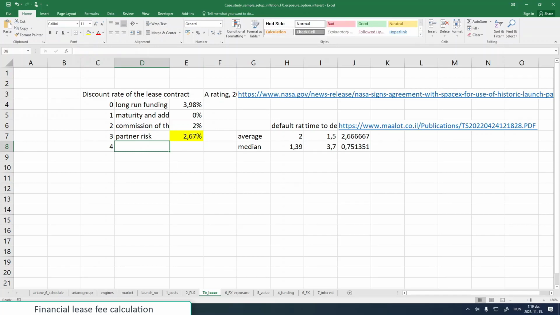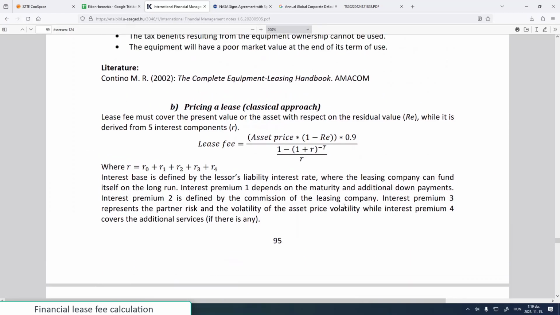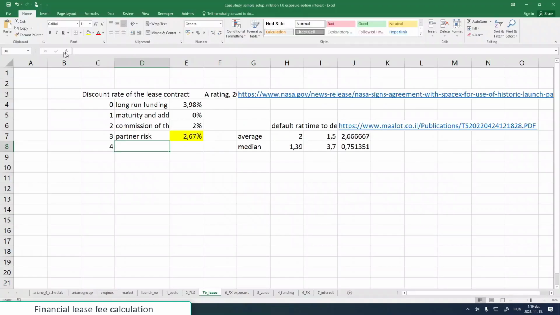Also partner risk, or after partner risk, then additional services. Luckily we don't have any additional services, we are just providing the land usage, and we are not going there to mow the lawn or I don't know what we can do with the launch pad. So yeah, let's keep it simple. So let's sum these things up. Hmm, 8%. It's a bit more expensive.